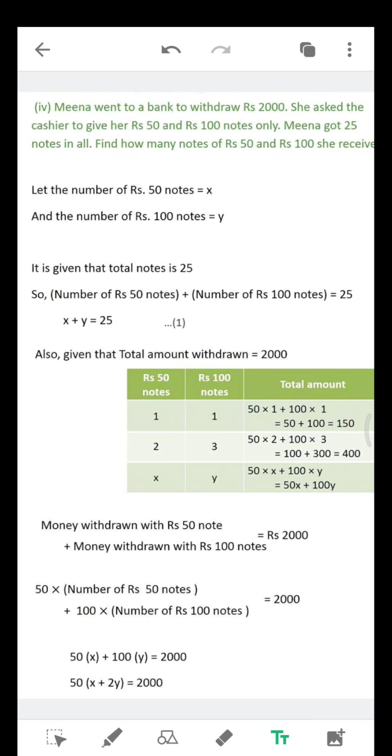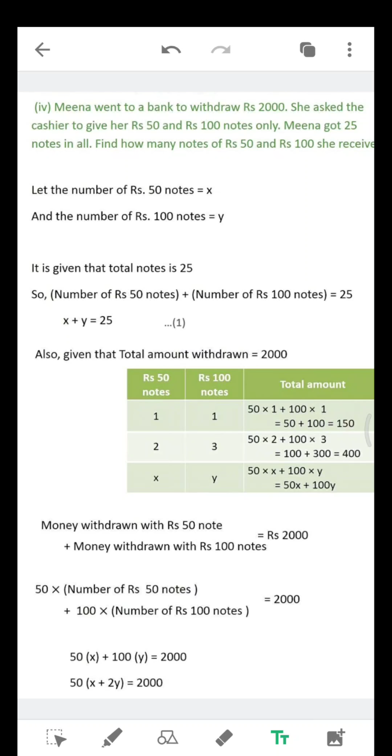She asked the cashier to give her rupees 50 and rupees 100 notes only. So she wanted to withdraw 2000 and she requested the cashier to give her only 50 rupees notes and 100 rupees notes. Okay, means she doesn't want a 2000 rupees note because it's very difficult to get change of 2000 rupees nowadays. You might be knowing it. Neither does she want 2000 nor 500 rupees. She wants 50 rupees and 100 rupees notes. So let's see how many notes the cashier will give to her.